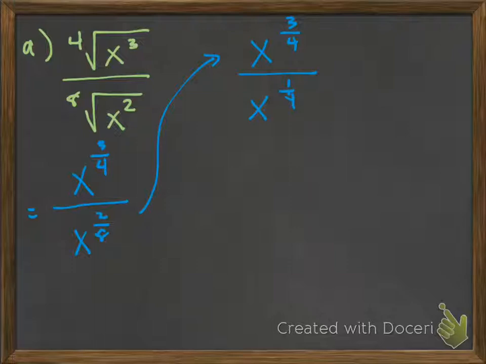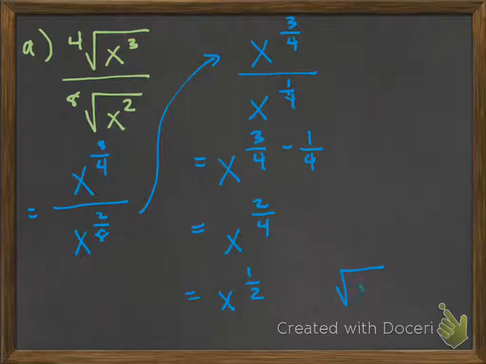And now I have the same base, and I'm dividing. So that means I subtract my exponents. So this is like saying x to the 3/4 minus 1/4. And I have common denominators, so I can subtract the top. So I will get x to the 2/4, which can reduce to be x to the 1/2. And if we put our final answer back in radical form, we get the square root of x. Again, because there's implied to be a 2 there, and the first power here. So that is our final answer for that problem.